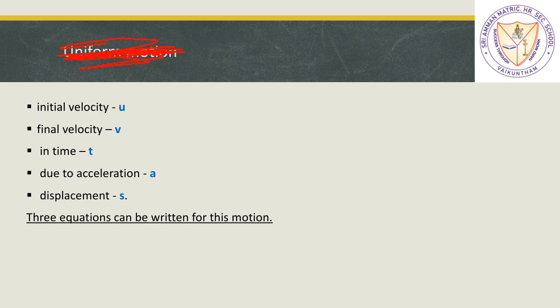In that situation, the three equations can be written as v is equal to u plus at. The final velocity will always be equal to the initial velocity plus the product of acceleration and time. Then the second equation is s is equal to ut plus half at square. The displacement the car underwent will be equal to the sum of the product of initial velocity and time and half of the product of acceleration and square of the time taken.